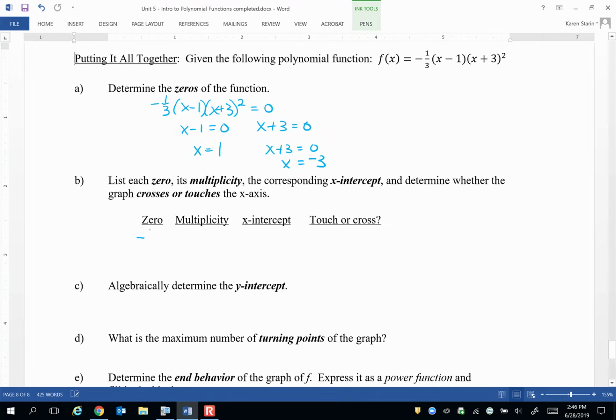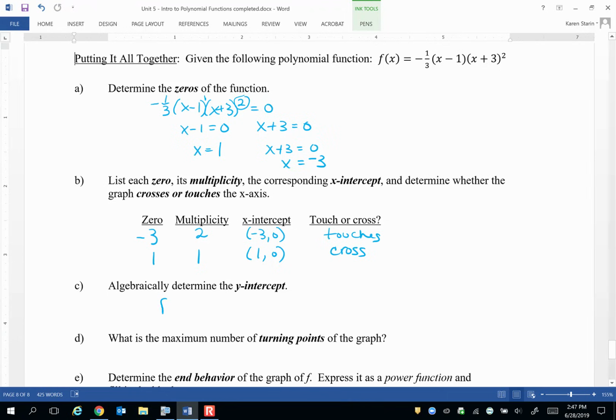So if we have the 0, negative 3, and we want to determine its multiplicity, we go back to the function. It has an even multiplicity, so its multiplicity is 2, so we know that it touches. And we can write that x-intercept as negative 3, 0. Then we have a 0 of 1. We go back to the function, and it has degree 1 for that factor. We don't usually write that 1, but we know it's there. So we know because that is multiplicity 1, which is an odd number, it crosses, and it crosses at 1, 0.